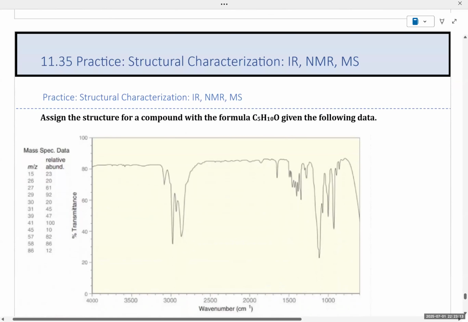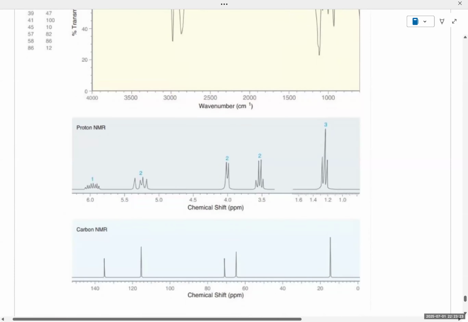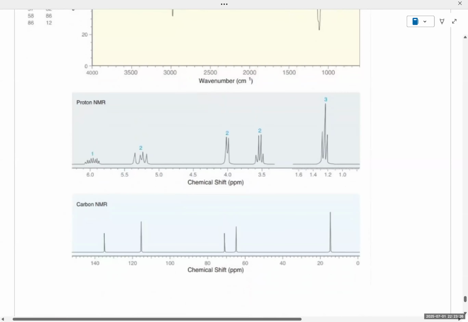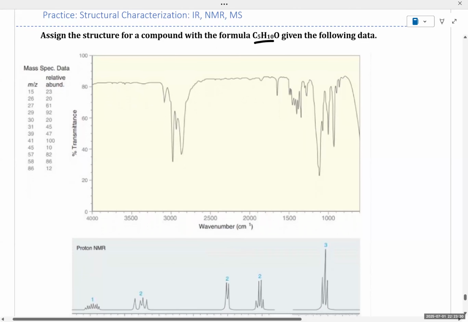Okay, so let's do some practice. This time, I'd like you to assign the structure for a compound with a formula C5H10O given the following data. So we have the IR spectra, we have an NMR spectra, proton NMR, and we have the carbon NMR spectra. So pause the video, work through these examples, and then we'll discuss.